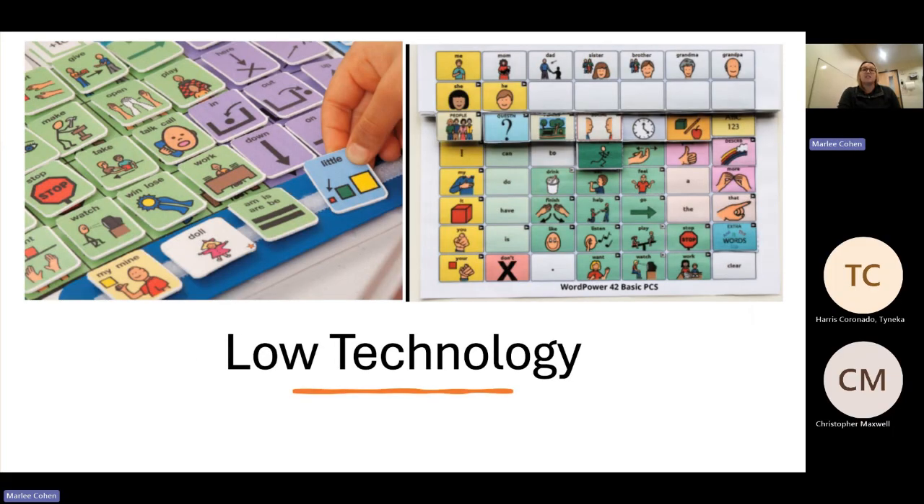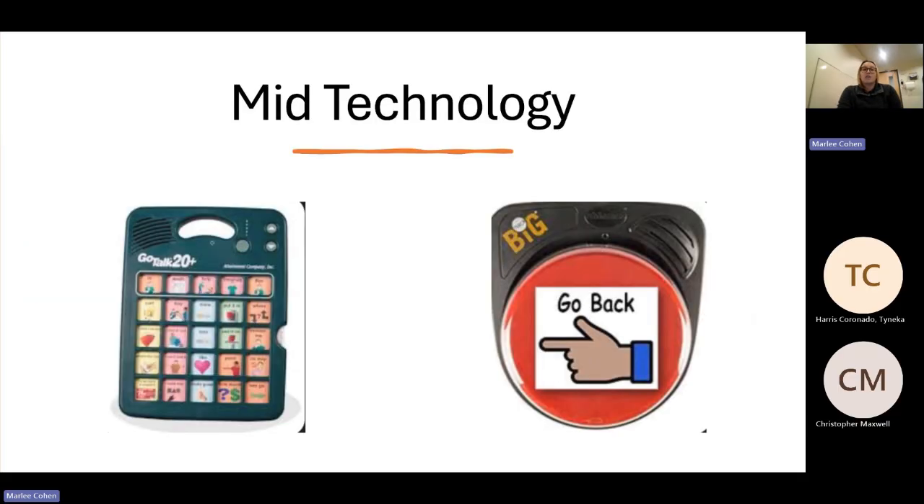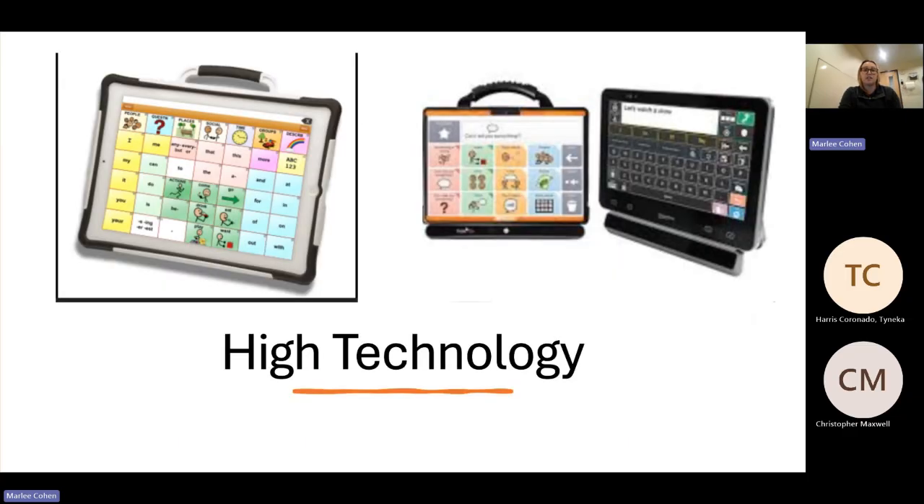So this is what some low-tech options may look like. You have some picture cards on the left. On the right, you have a core board. This one looks like it's more of like a flip book. Then you have the mid-tech, so a single button, you would push it and it would say a single message. So this one would say go back. And then the Go Talk is sort of that core board in the device. And then you have your high-tech options. The one on your left is Touch Chat in a dedicated device, and the one on the right here is an eye gaze device, which we'll talk a little bit on access next.